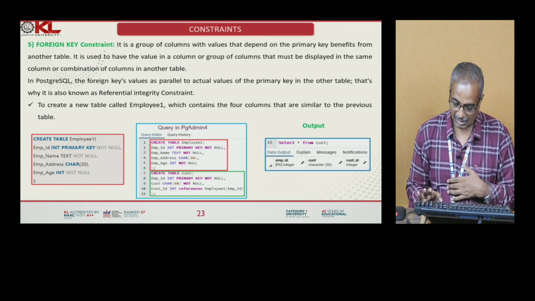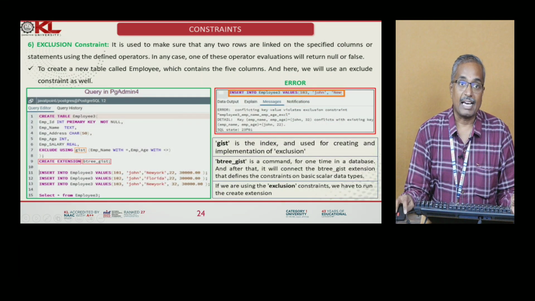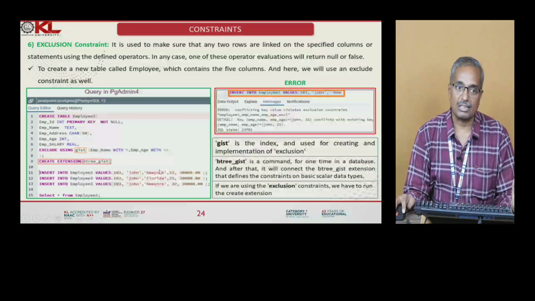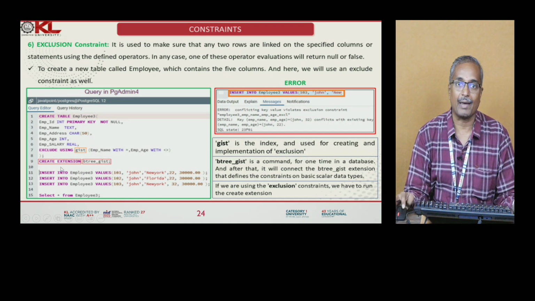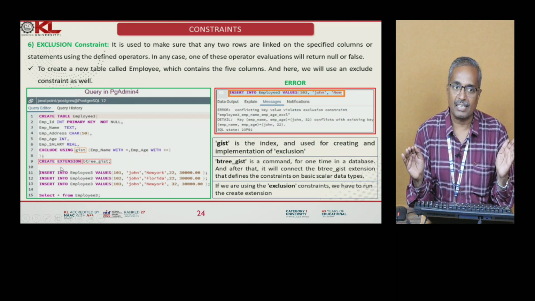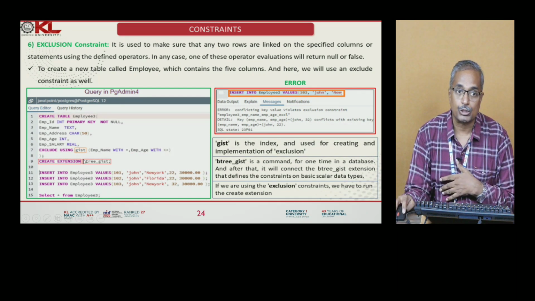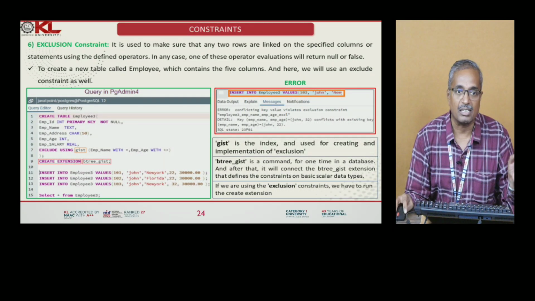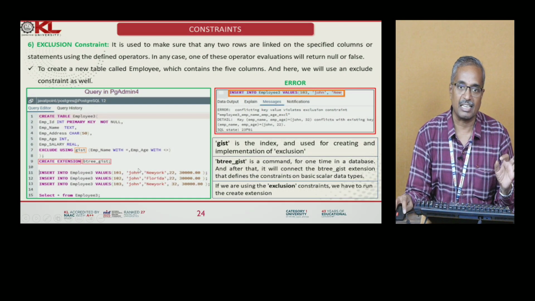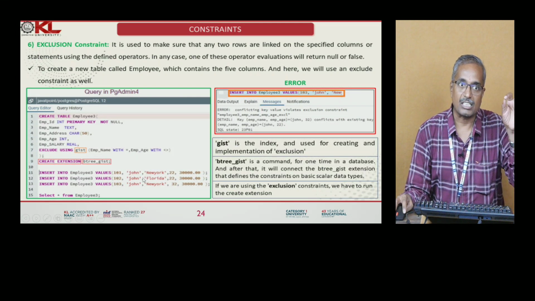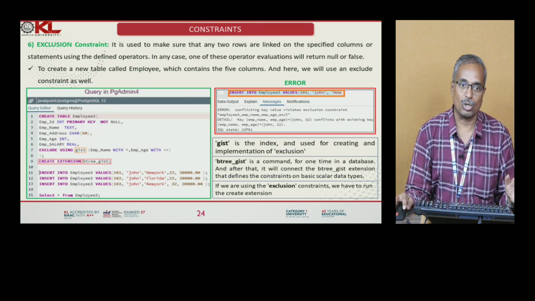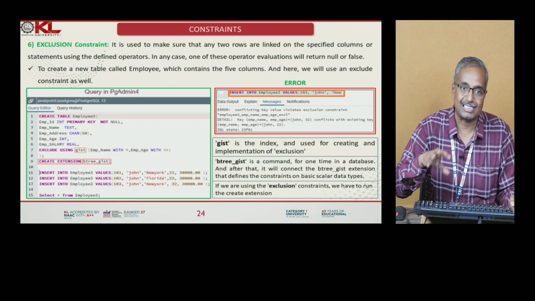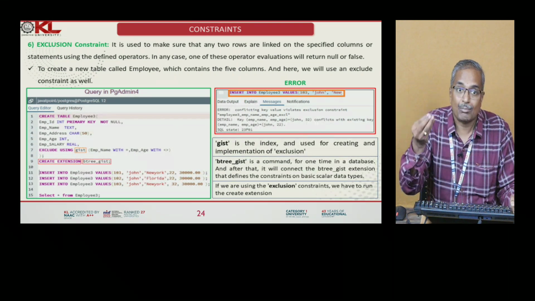Okay. The next one, exclusion constraint. Actually here we can define the exclusion with the help of GiST. Here the main use of the exclusion constraint is for not storing duplicate data into the system, by defining some constraints.